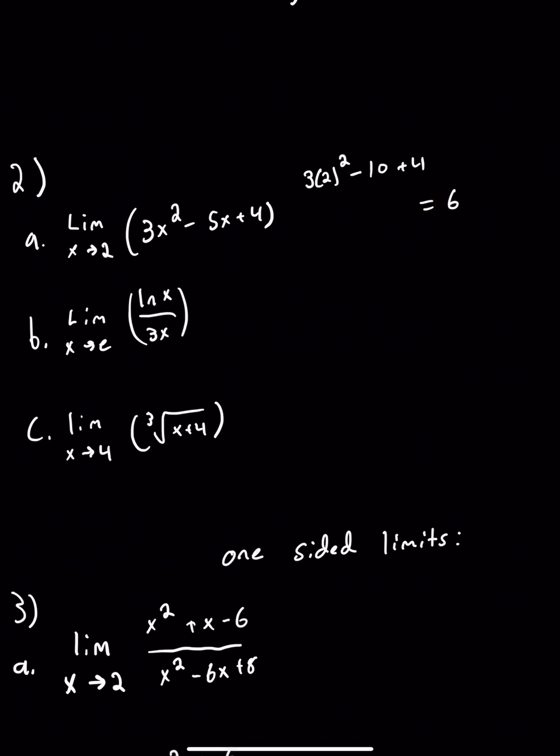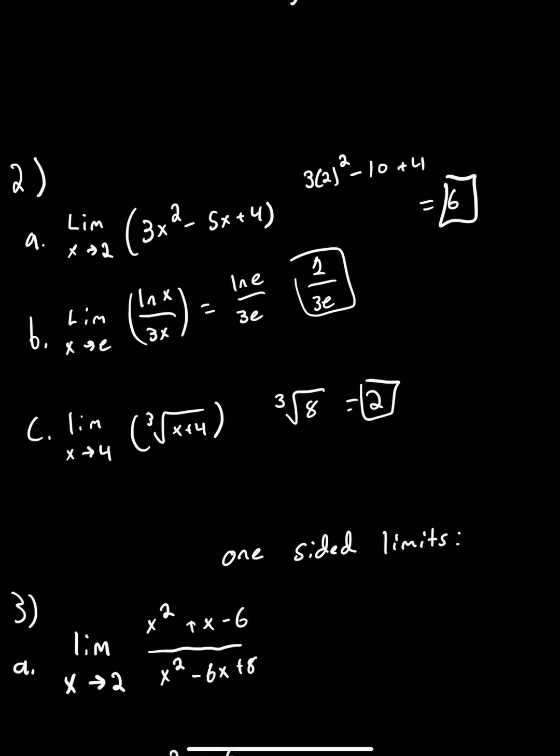This goes for all things now. So when we do limit as x approaches e, it's just the natural log of e over 3. And the natural log of e is just 1. 1 over 3e will be our final answer. And for our last one, you just plug in 4. It's the cubed root of 4 plus 4, which is 8, which is equal to 2. Okay, so for most of these ones, these are really easy and you're not likely to see it. This is more just so you can understand the concept of limits. Limits are where it should be approaching when that x is the value.